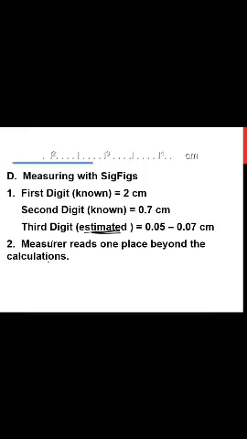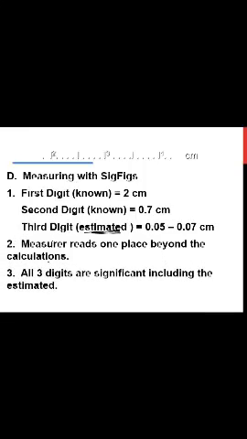As the measurer, you are always going to read one place beyond what your tool allows you to. So in this ruler, because it does the 10th place, and we can do the decimal, we can go one beyond that. We can actually go to the 100th place. So you always want to go one place beyond what your piece of equipment can actually measure. All 3 of these numbers are significant. If we ended by saying that we had 2.77 centimeters, that would be fine. We would still need to report that this had 3 significant digits.